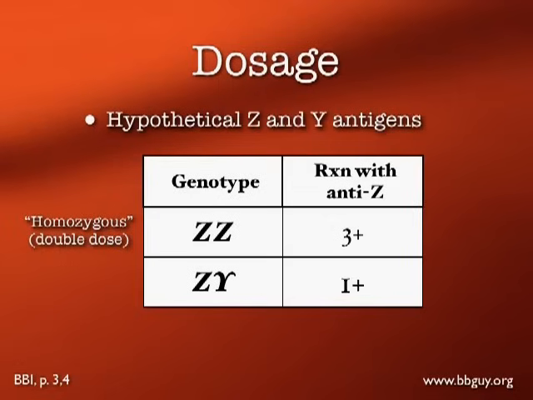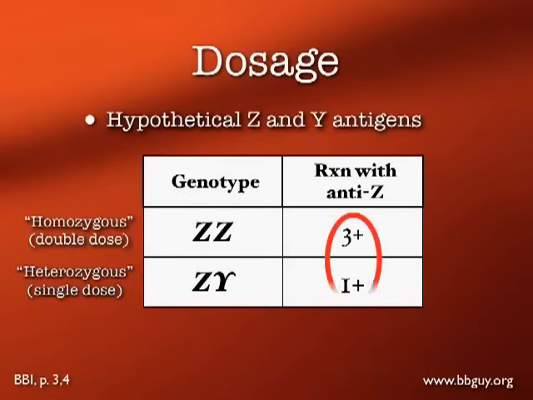Okay, we're making this up, by the way. This is not based on reality, but this is how dosage works. On the other hand, the person on the bottom has the ZY genotype. In other words, they are heterozygous or have only a quote-unquote single dose for the Z antigen. If their red cells react weaker with anti-Z, as you can see, the 1+ reaction at the bottom of the slide, then that antibody, by definition, anti-Z, shows dosage.